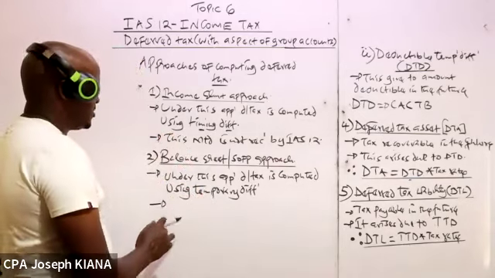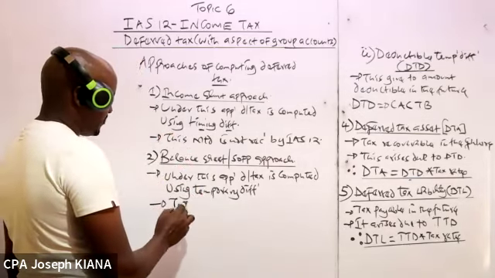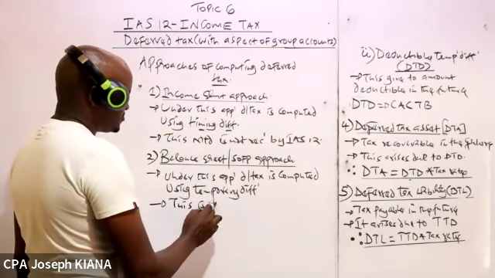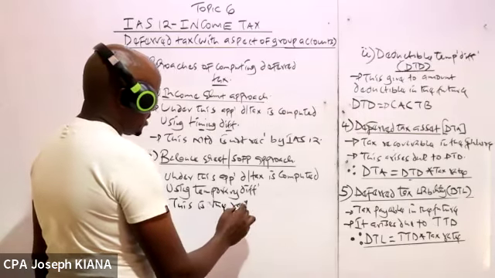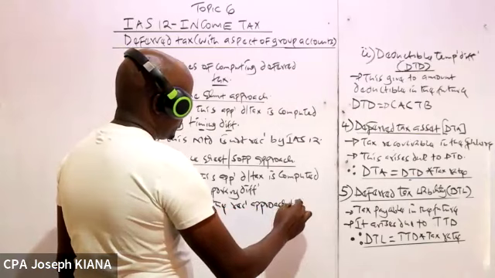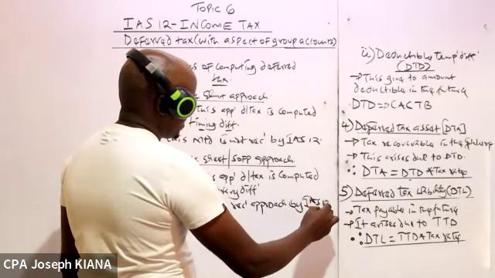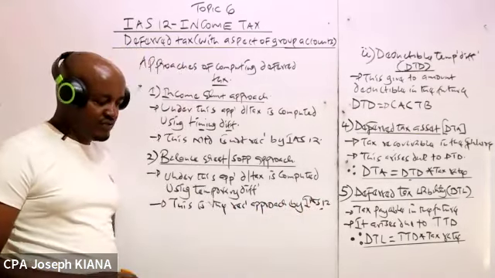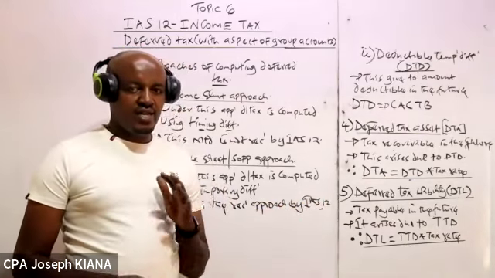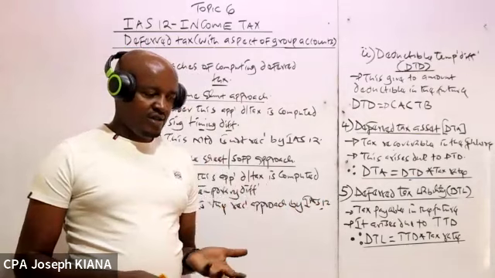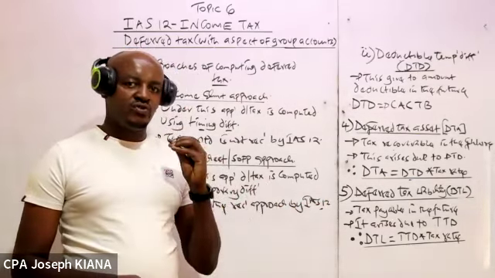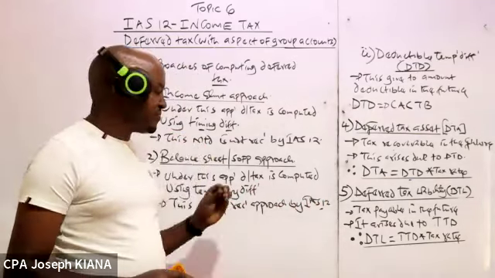So therefore, this is the recommended approach, the recommended approach by International Accounting Standard number 12. In fact, if you check all the questions tested in the paper for AFR in the most recent sittings, usually the examiner will require you to compute the deferred tax using this particular approach.